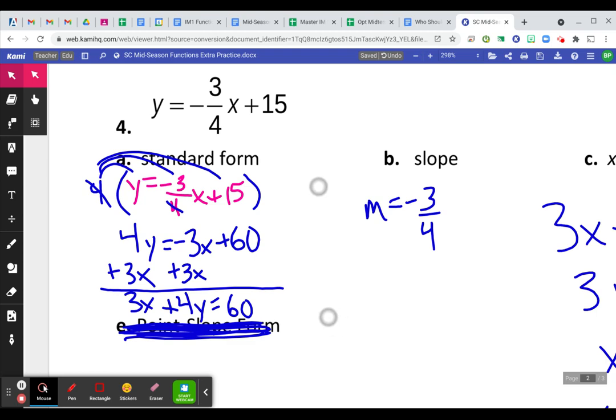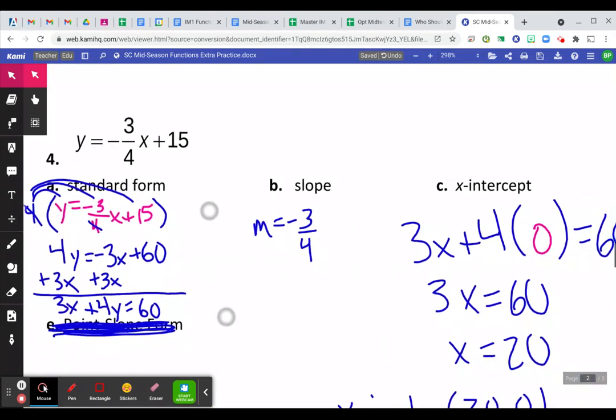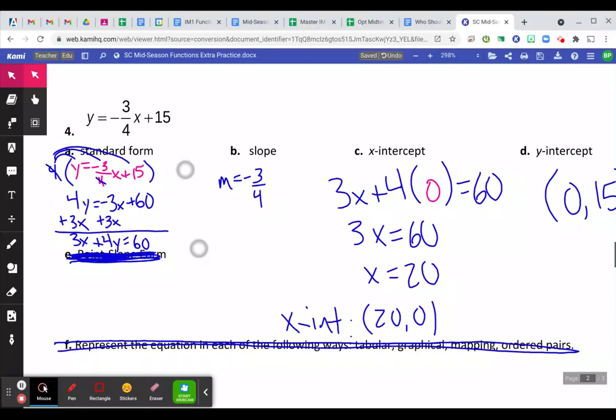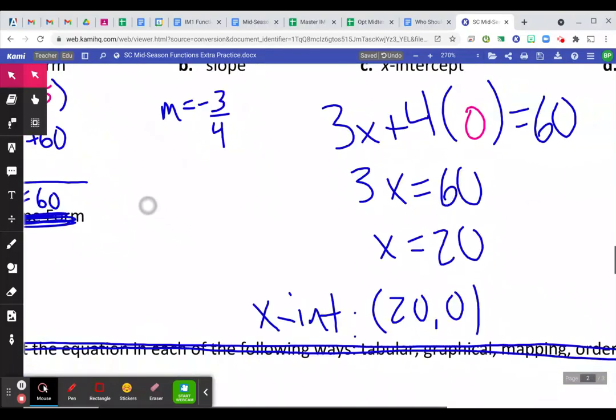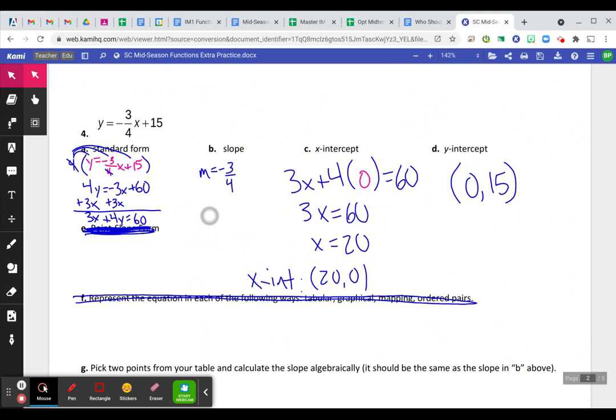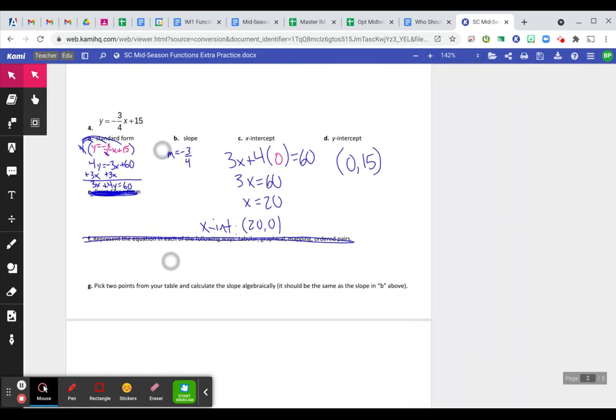Again, my slope is -3/4, which just comes directly from my slope-intercept form. My x-intercept, I'm going to plug in 0 for y and solve for x, and that gives me the x-intercept of (20, 0). And then my y-intercept, (0, 15), once again, just comes directly from the slope-intercept form that was provided.